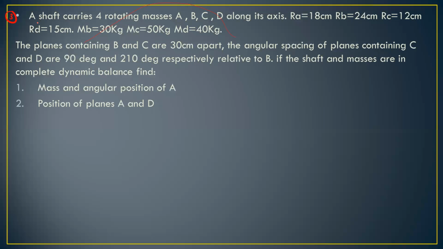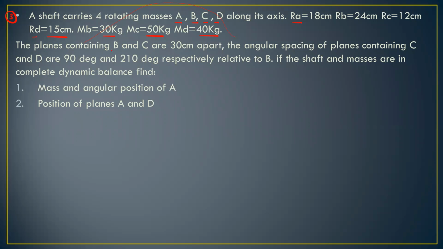So, in this example, a shaft carries 4 rotating masses A, B, C, and D along its axis, and the radius is for mass A, it is 18 centimeter, for mass B, 24 centimeter, mass C, 12 centimeter, and for mass D is 15 centimeter. Then mass is for B, it is 30 kg, C 50 kg, and D is 40 kg.